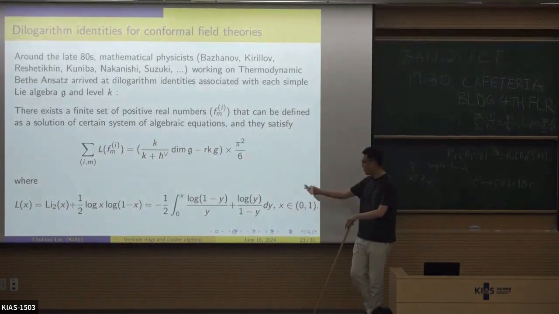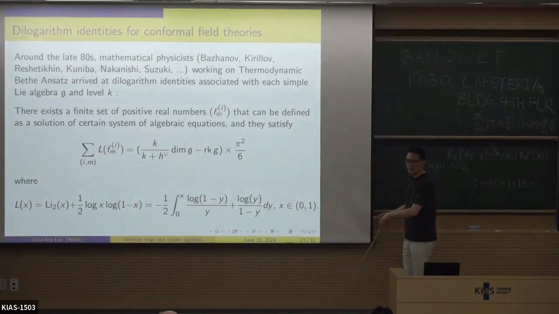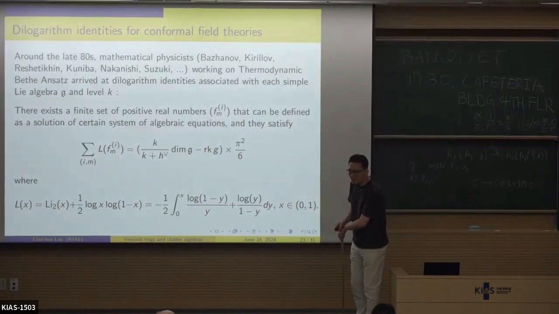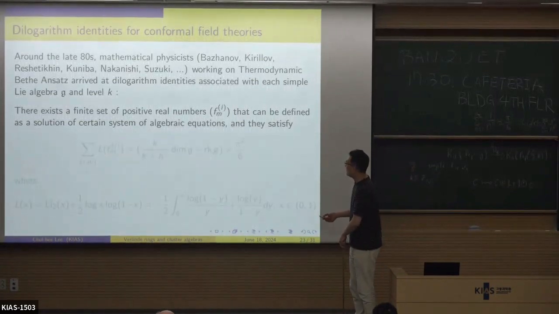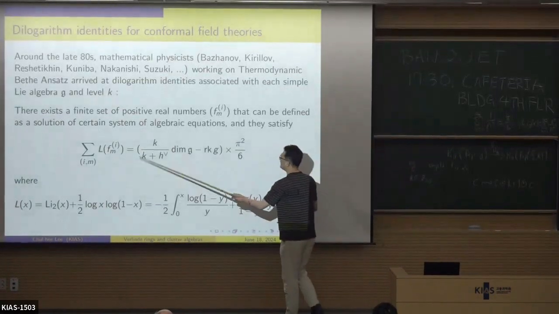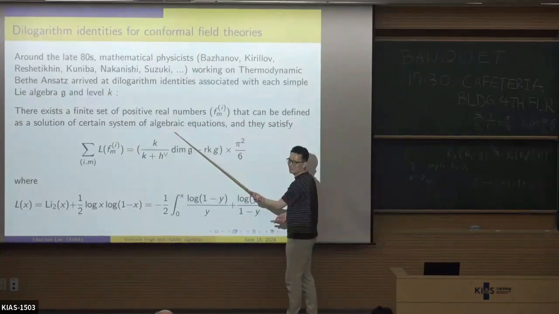Why is it two indices, M and I? It's a way of defining this equation.